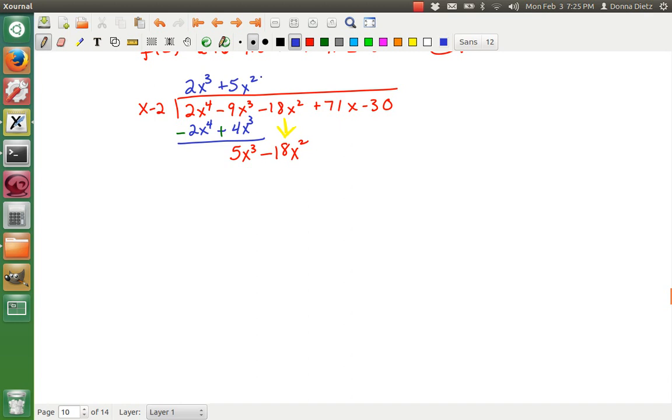Except I made an error. See, I just checked my answer key. This is supposed to be a minus. You guys didn't stop me. Of course you didn't. This is a recording.